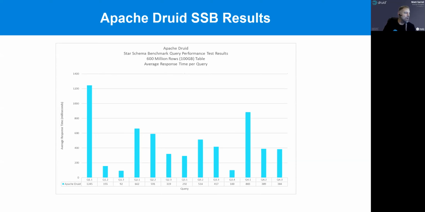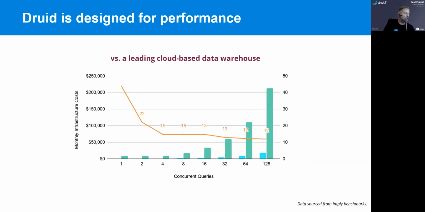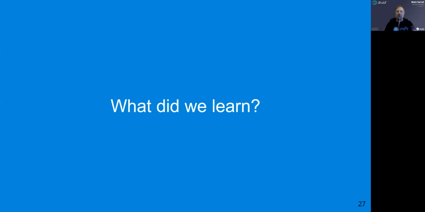And yeah, there's an SSB. I'm not going to go through each query. Another thing that we did was compare the price performance, a combination of performance and price, for Druid versus several other cloud-based data warehouses, which Druid basically beat. The story is Druid's cheaper and faster. So that's the outcome of the testing in terms of performance.